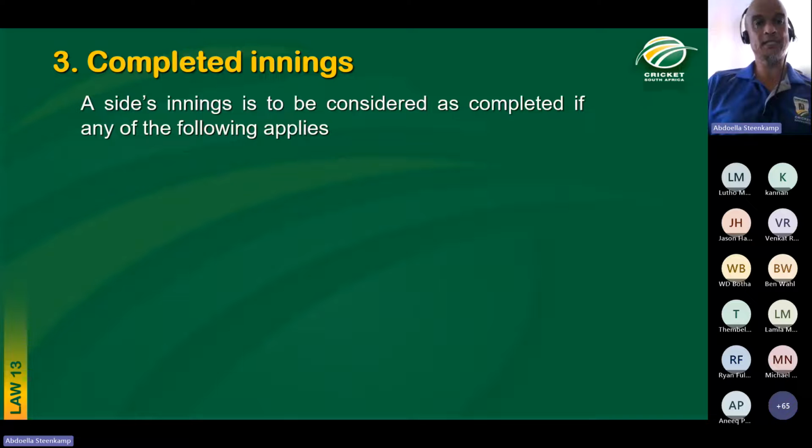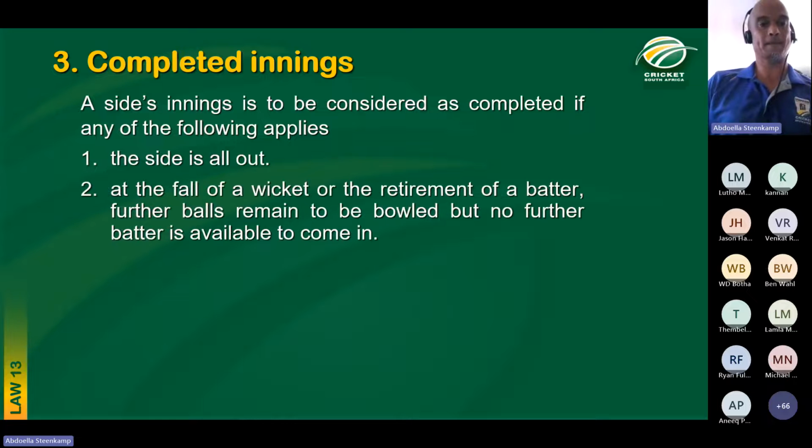So the law tells us that a side's innings is to be considered completed if side A is all out. Let's say side A went in to bat and the fielding side takes 10 wickets. Side A is then all out, and that innings of side A is completed. The innings is also completed if, at the fall of a wicket or if a batter retires, there are balls remaining to be bowled, but no further batter is available to come in.